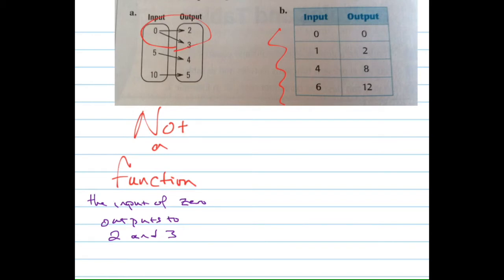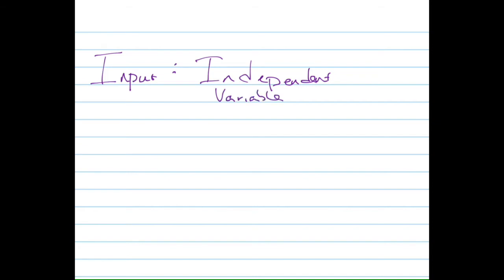Now, we often represent our inputs and outputs with variables. Our input is called the independent variable. And our output is called the dependent variable. And the reason is because your output depends on your input. What comes out depends on what goes in.